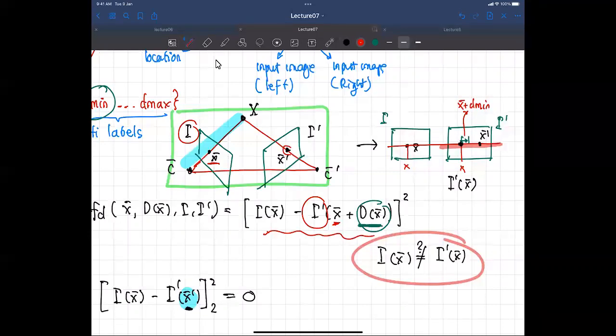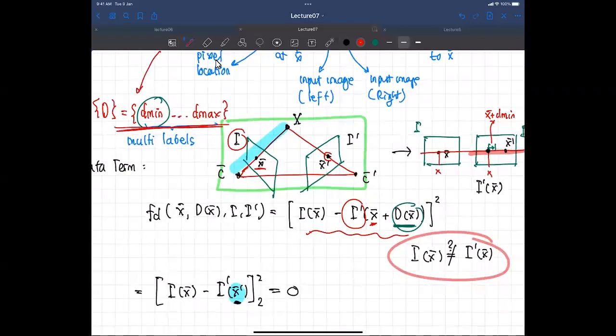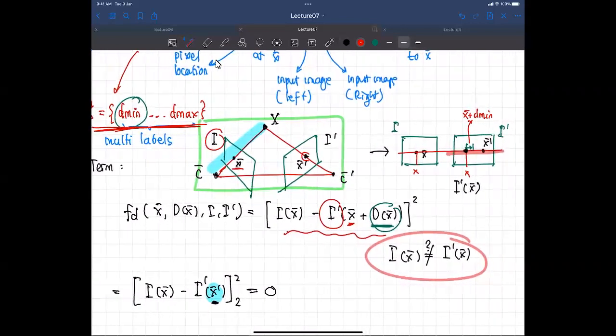But if it is not, then in any case, you have to scan. d min is d1, right? Perhaps d2, d3, d4, d5, and so on and so forth until you find d max. Means that if you use all the possible labels here, it means that you search all along the way until you have all this error function.